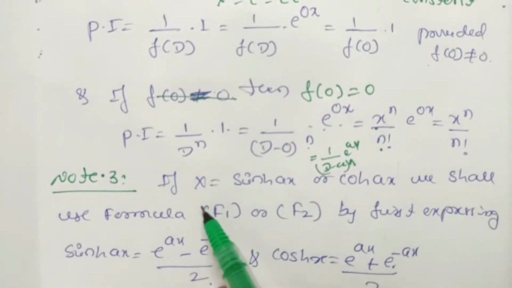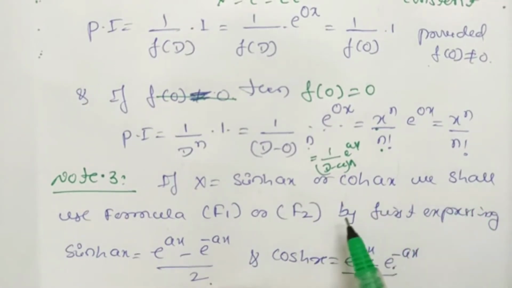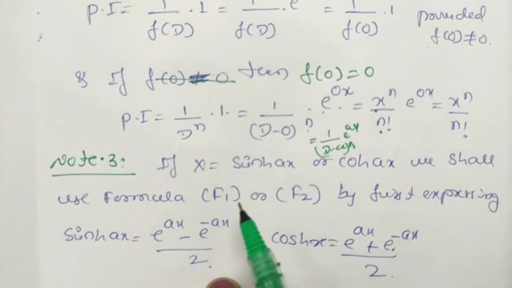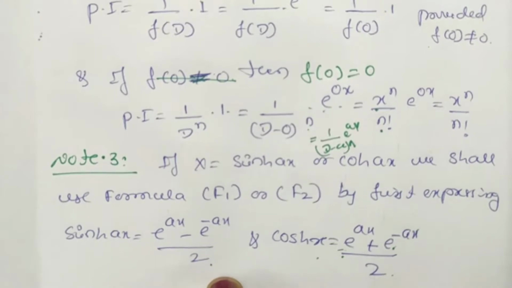And note 3: if X is equal to sin hyperbolic x or cos hyperbolic x, then we shall use the previous formulas only, F1 and F2. First you have to express sin hyperbolic x in terms of exponential functions, that is, sin hyperbolic x equals e raised to x minus e raised to minus x divided by 2, and cos hyperbolic x equals e raised to x plus e raised to minus x divided by 2. And use the same previous formulas only. You know how to find the particular integral when X is e raised to ax or e raised to minus ax.